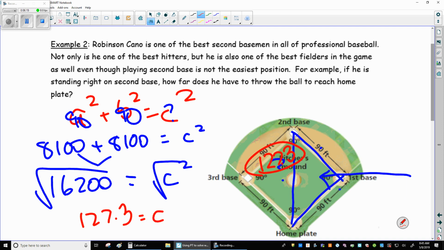I'm going to give you a tip right now. On the next quiz or test I give you, I think it's going to be really, really close to this problem, and I'm going to ask how much less is it to throw from second to home versus going from second to first and then to home. So you'd obviously have to do a little extra thing after that.